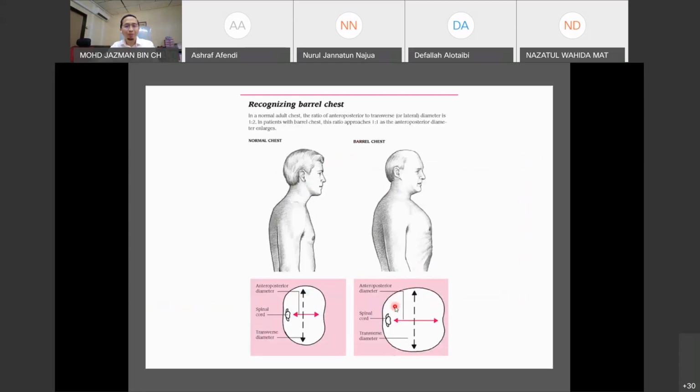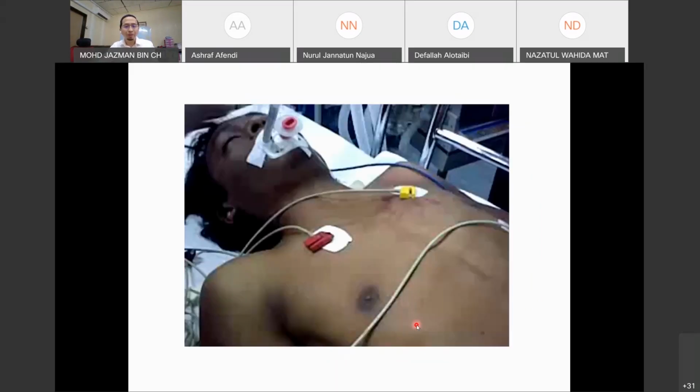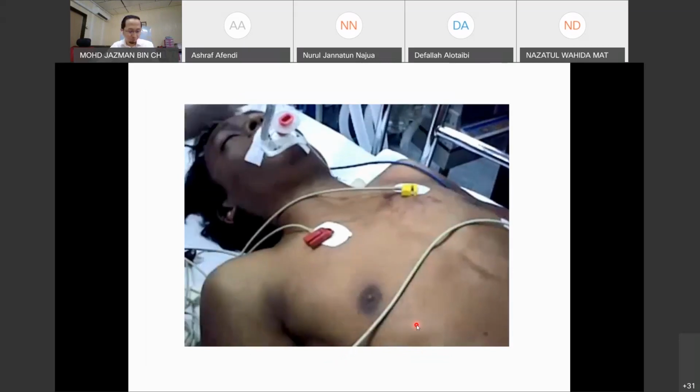So this is an example of barrel chest. As I told you earlier, in the normal population, the ratio should be 2 to 1, meaning the transverse diameter is wider compared to the AP diameter. However, in barrel chest, the ratio is almost 1 to 1. Okay, this is a common finding in patients with emphysema. So this is an example of flat chest.